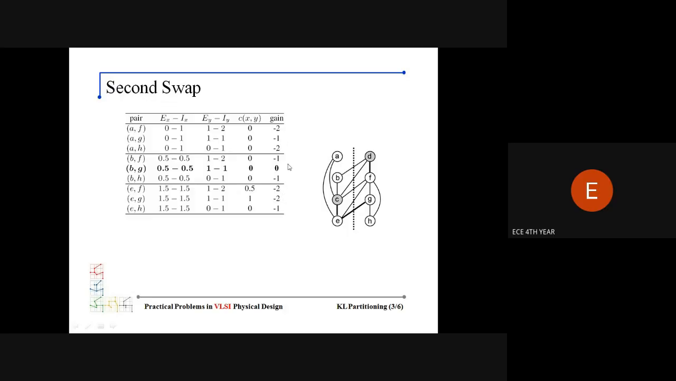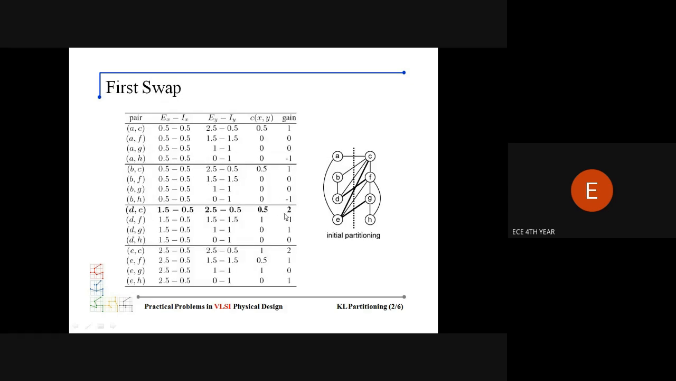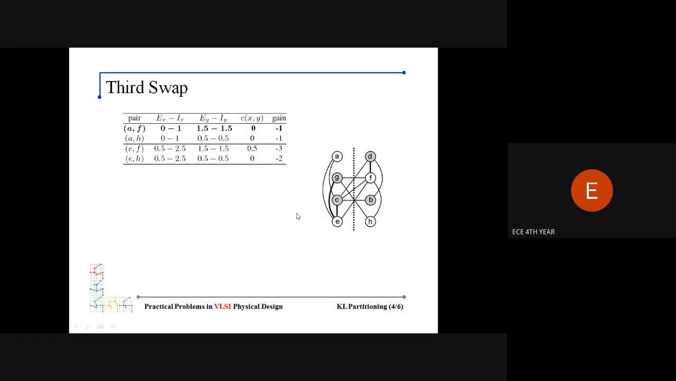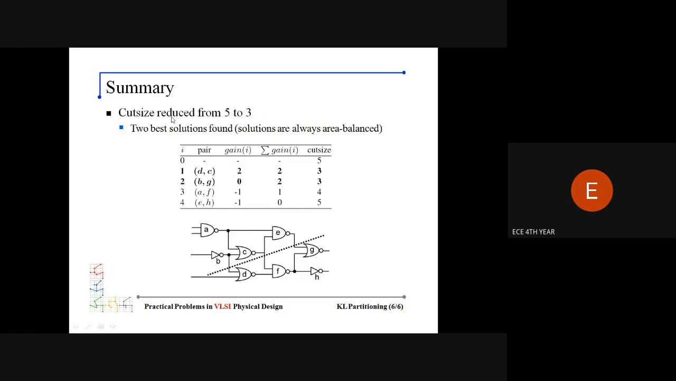For the min cut algorithm or the KL algorithm, negative gain is better, and whenever you are getting any gain of positive value, that means you have to exchange that. Okay, so the final answer is, see, A, B, C and E in one partition, D, F, H, G in another partition.